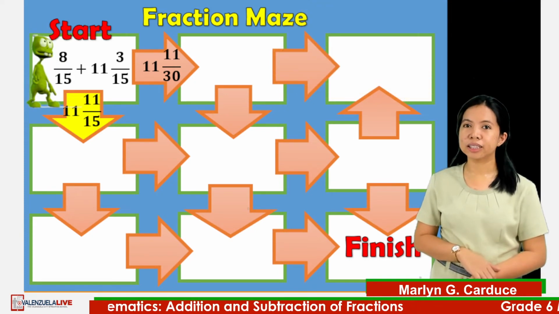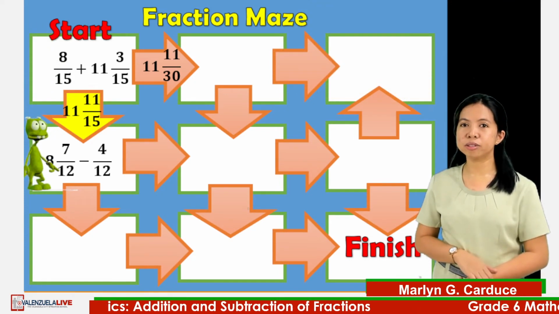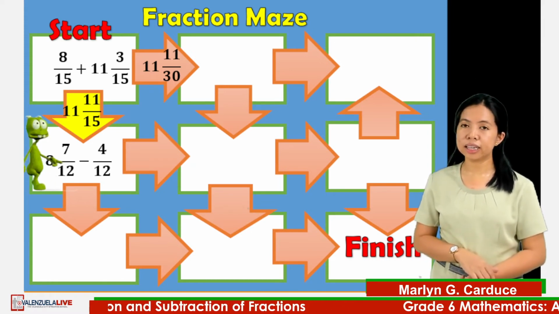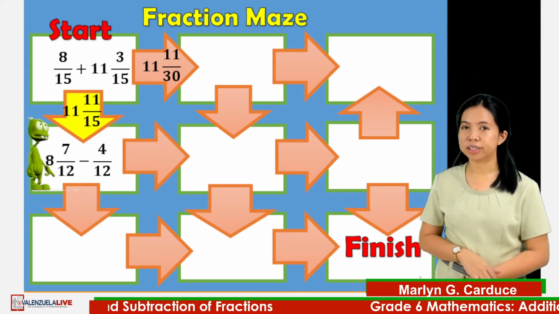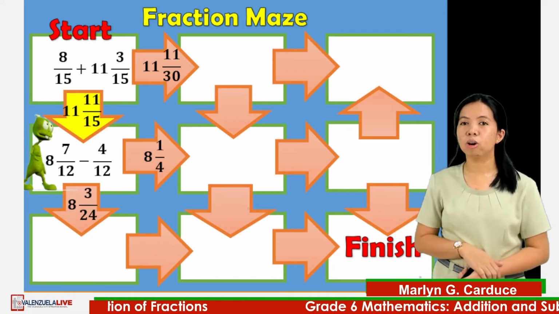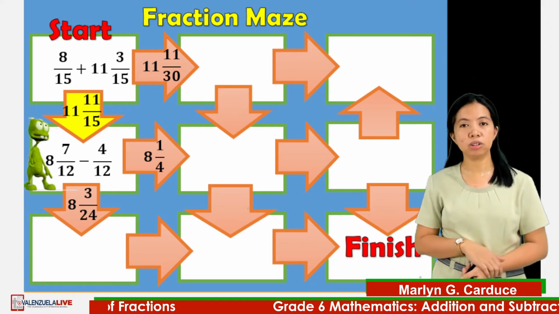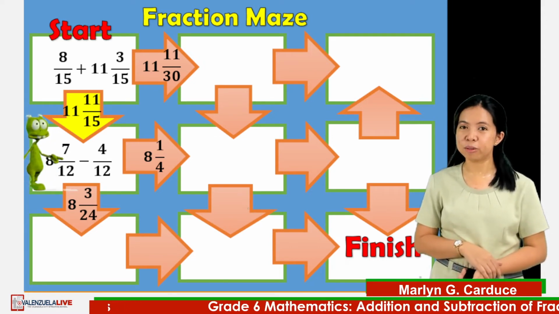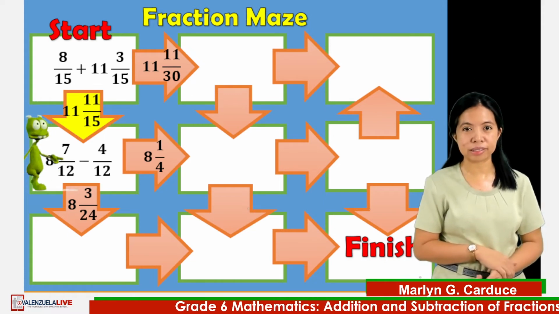Next. This time, let's subtract 4 over 12 from 8 and 7 over 12. Is the answer 8 and 1/4 or 8 and 3 over 24? Again, write your answer in the comment box.